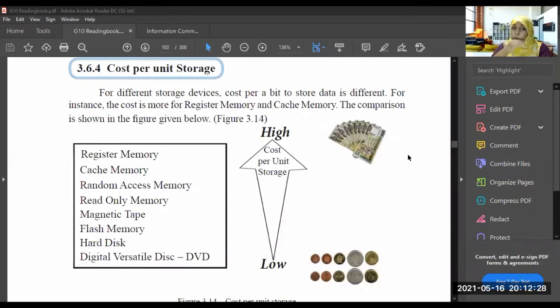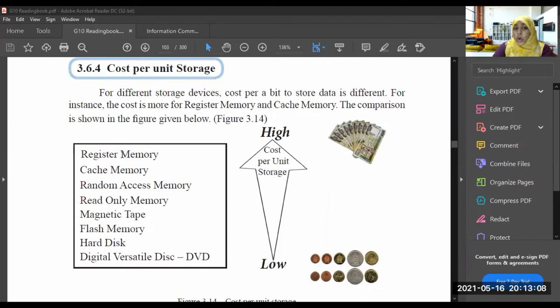Now, cost per unit storage means, when you are storing data into the storage devices, you hope to access it at a high speed, right? When you are storing things in the storage device, you hope this data can be accessed quickly. Access is speed.